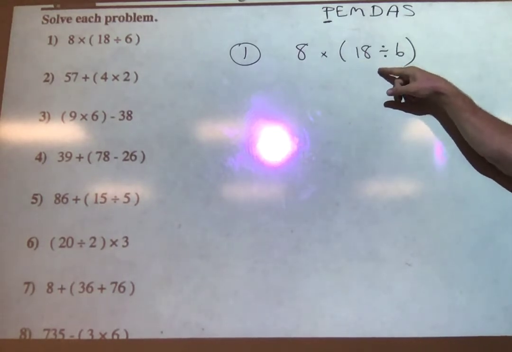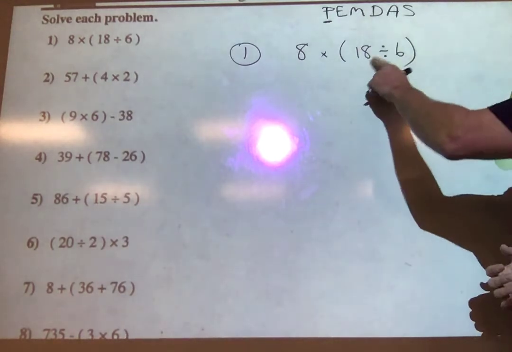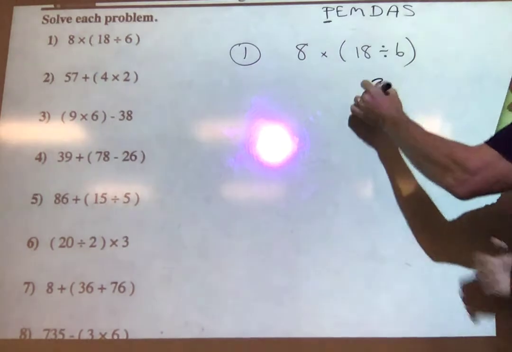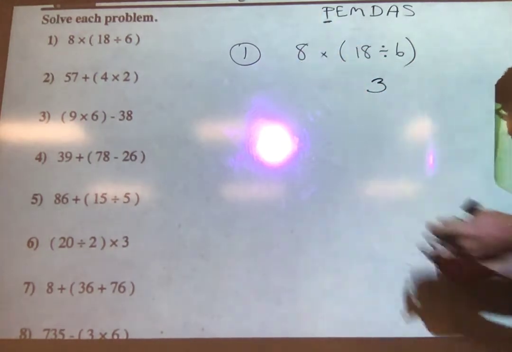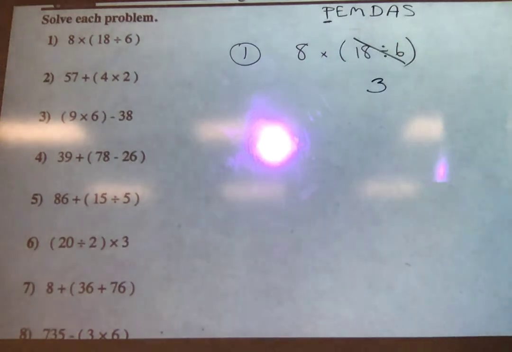Anybody? 18. Good. 18 divided by 6. Now, I like to stay organized here. So I'll do 18 divided by 6, and I'll get 3. And I make what I call an upside-down triangle to help me stay organized. So after I do it, guys, I'm going to cross it off and know my first step, I've done parentheses.